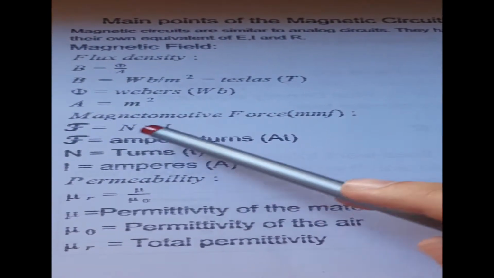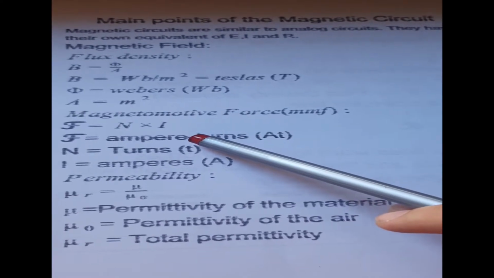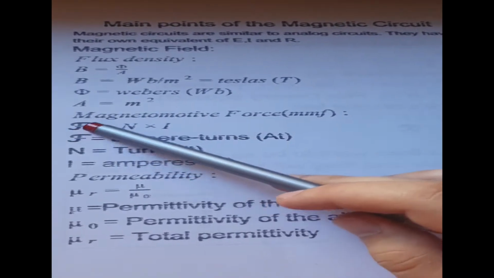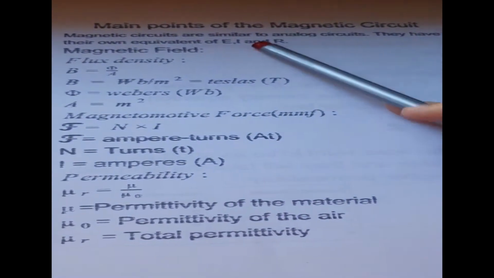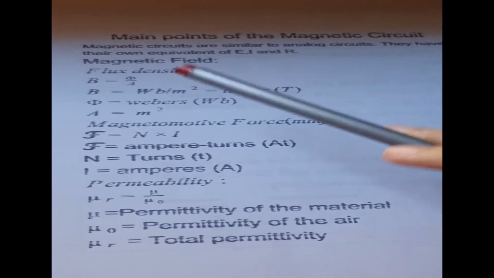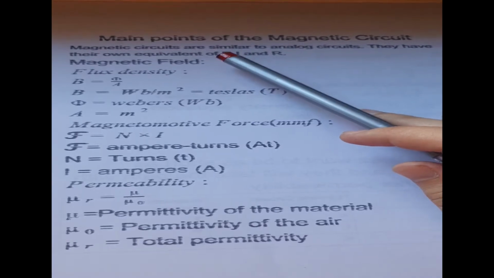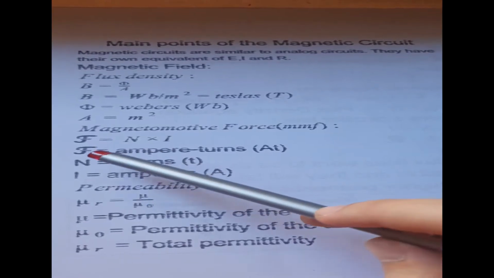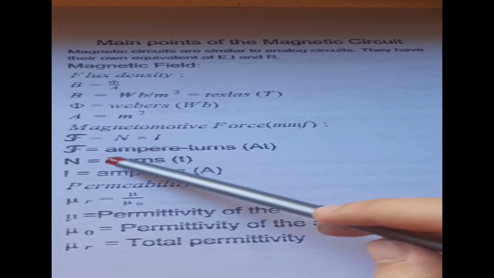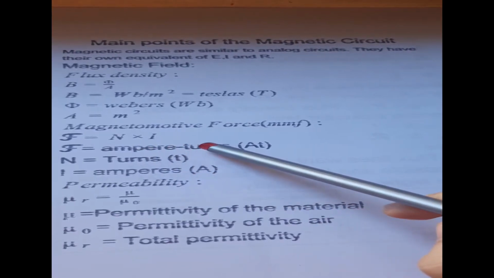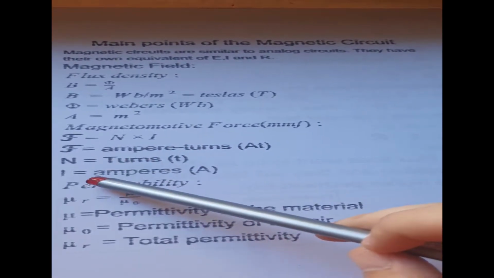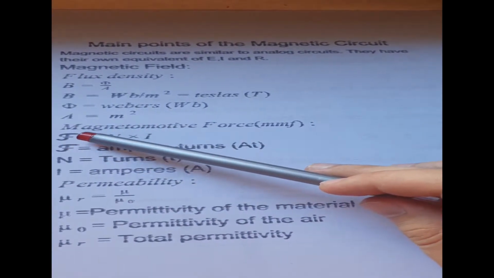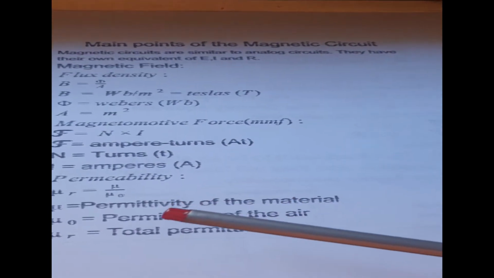Now let's go to magnetomotive force, or MMF simply. The magnetic force, this squiggly F here, is a replacement for E, the voltage source. So in a magnetic circuit, instead of having a voltage source E, we have this squiggly F called MMF. F is equal to the number of turns N times the current I in amperes. So N times I is equal to the source, the MMF.